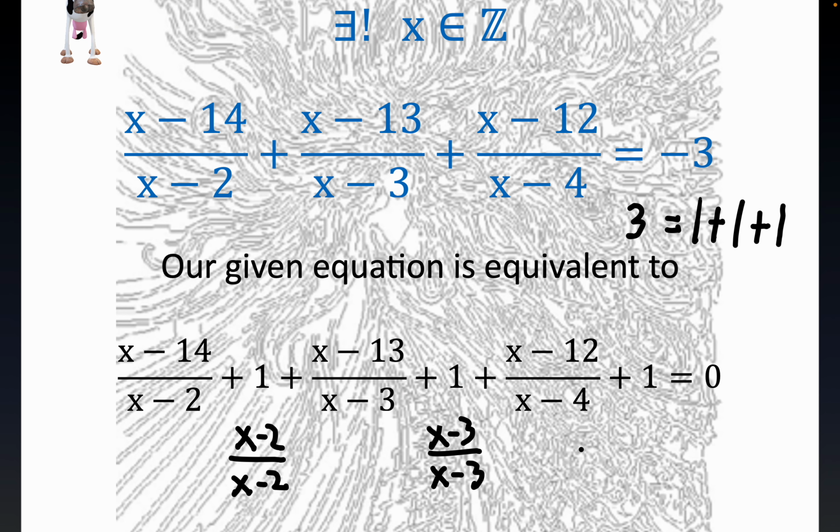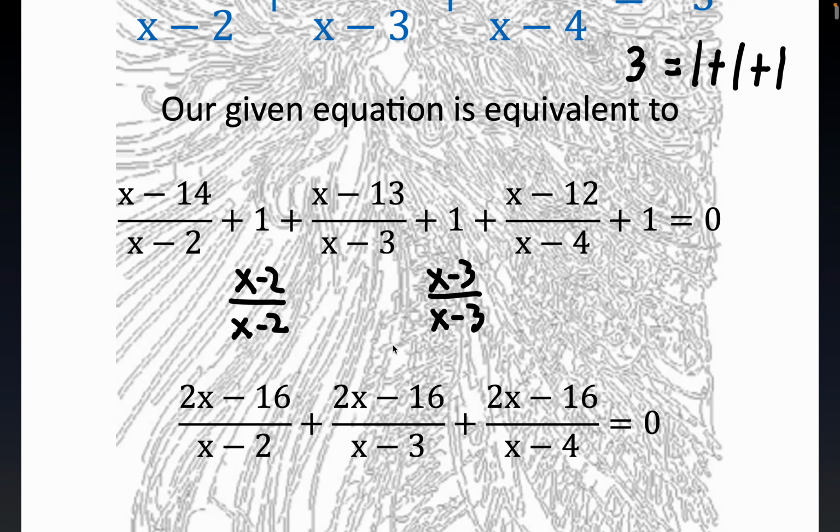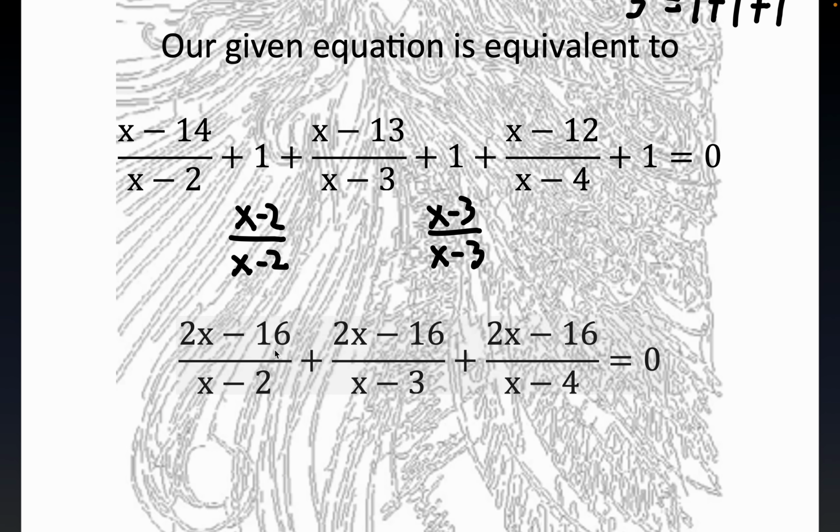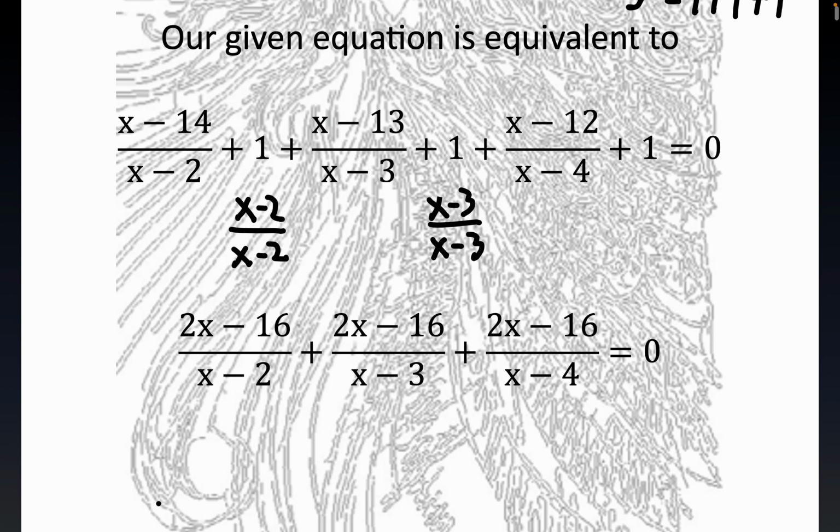Now, why is that beneficial? Because when you add x minus 2 to x minus 14, you get 2x minus 16. When you add x minus 3 to x minus 13, you get 2x minus 16. And when you add x minus 4 to x minus 12, you get 2x minus 16. So all of a sudden we have something that's quite tractable here. There's a common binomial factor of 2x minus 16. All right, so let's continue.